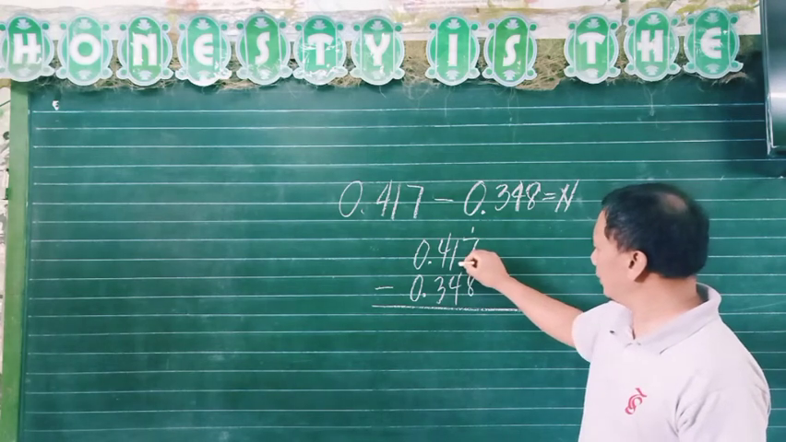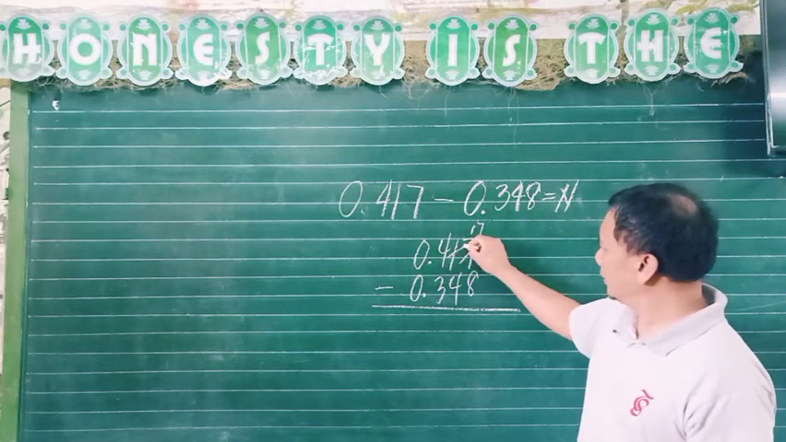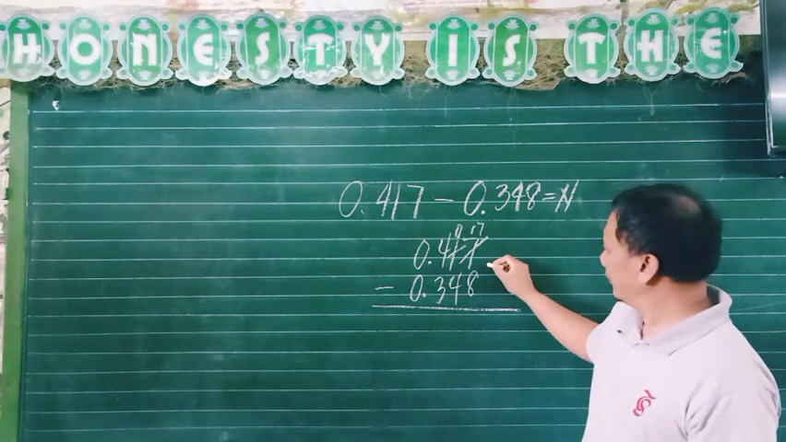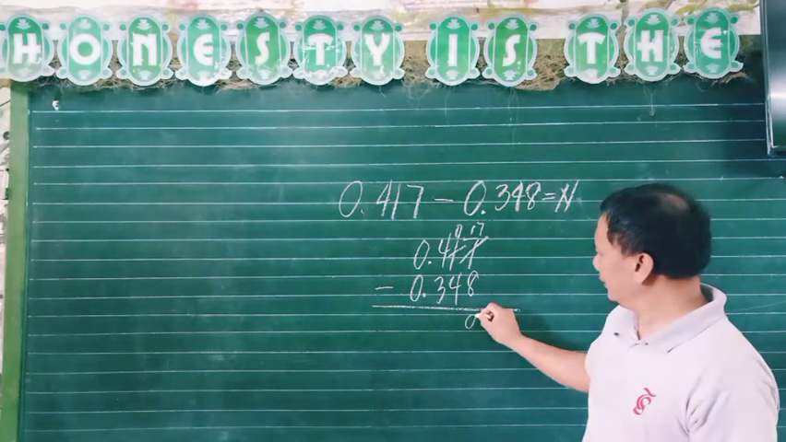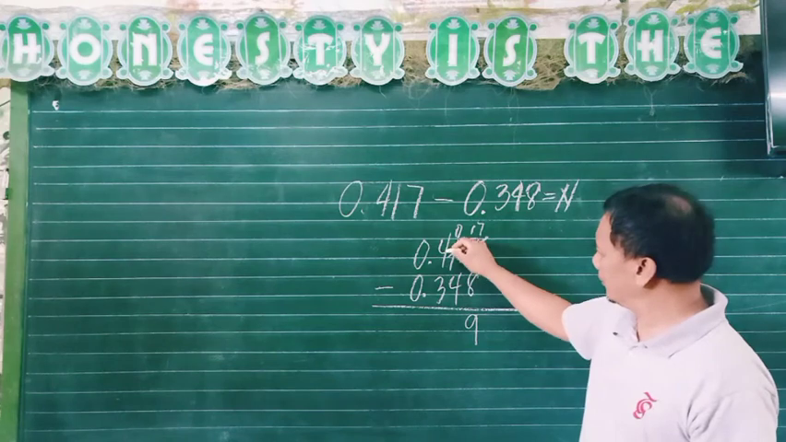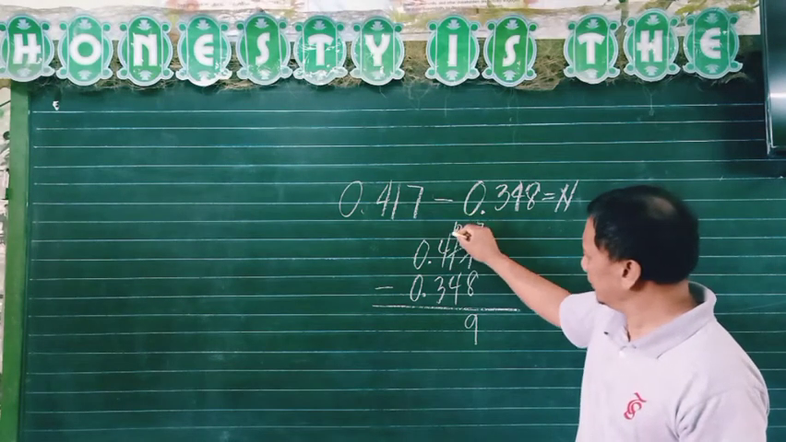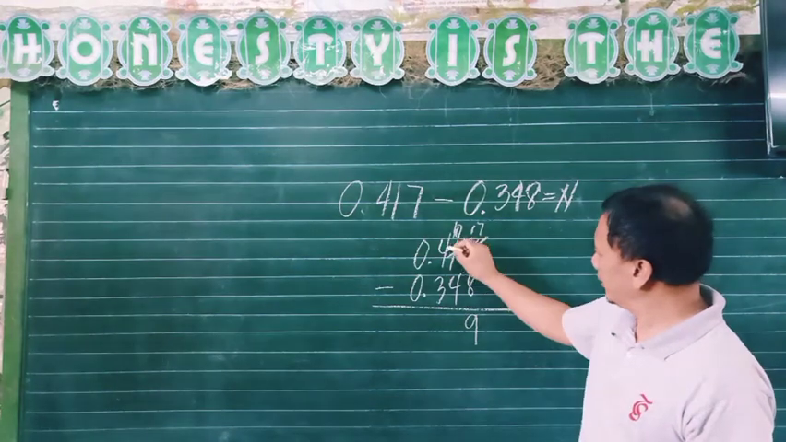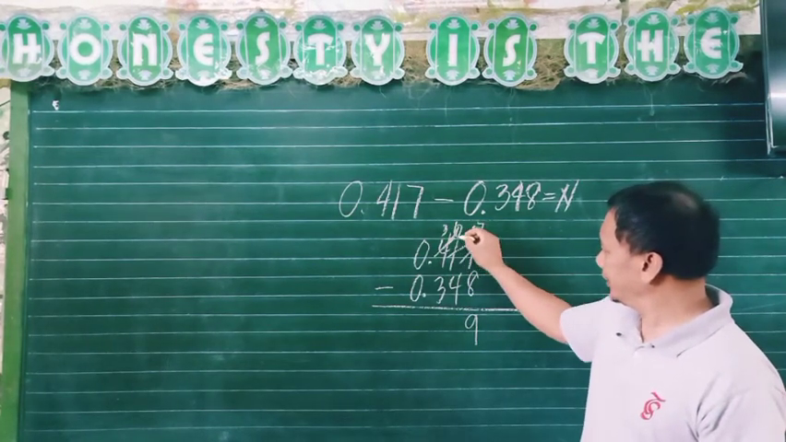Or at the same time, you can rename this one. This is 17. This will become 0. Then 17 minus 8 equals 9. And 0 minus 4, it cannot be. So you borrow 1 there from the tens place value. So it becomes 10. Number 4 becomes 3 because you borrowed 1.